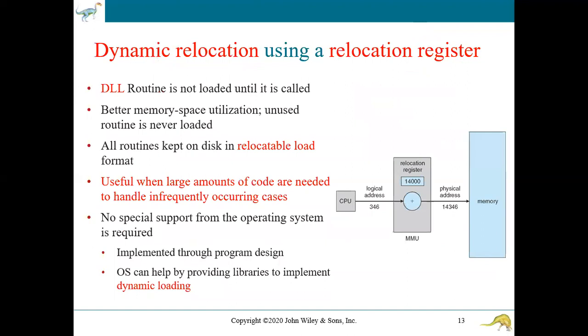So if your logical address is 346, for example, which is relative to 0, and your relocation register is 14,000, then you add them together and you get the physical address. And you go to the memory and fetch it. All right, any questions you have?